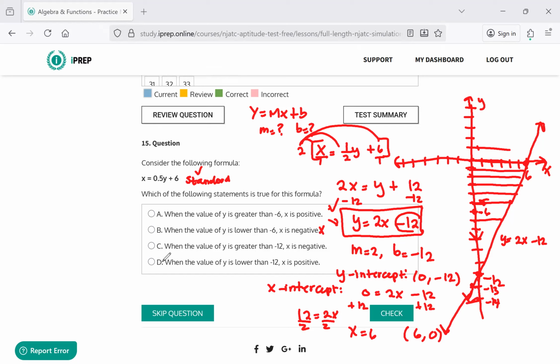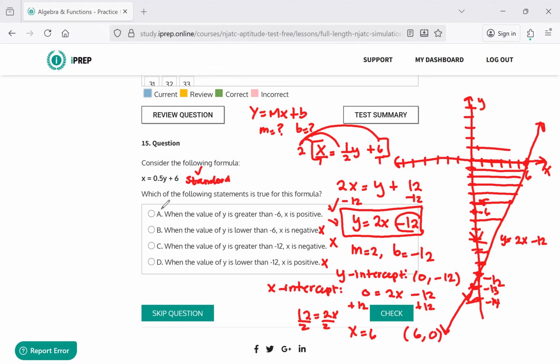What about C? When the value of y is greater than -12, x is negative. So here's -12. When the value of y is greater than -12, the x is negative? No. Anything above -12, so -11, the x value is positive. -10, it's positive. That's false. What about D? When the value of y is lower than -12, x is positive? No. Anything below -12, like -13, the x value is negative.